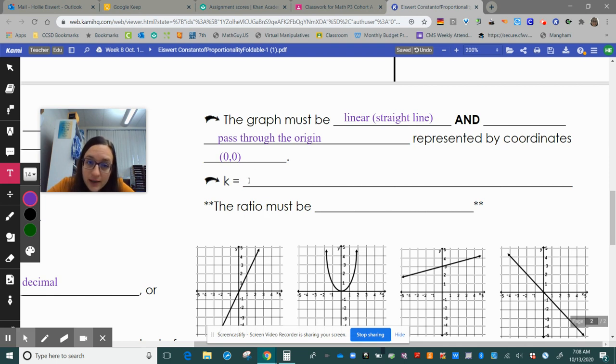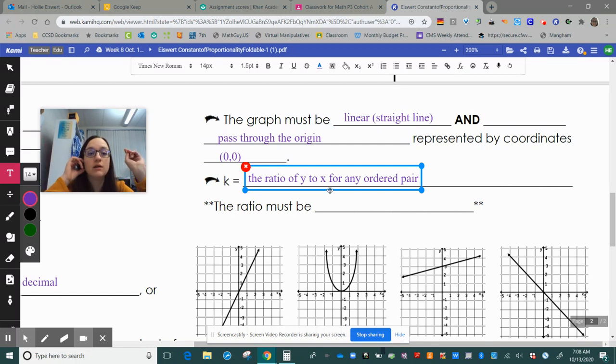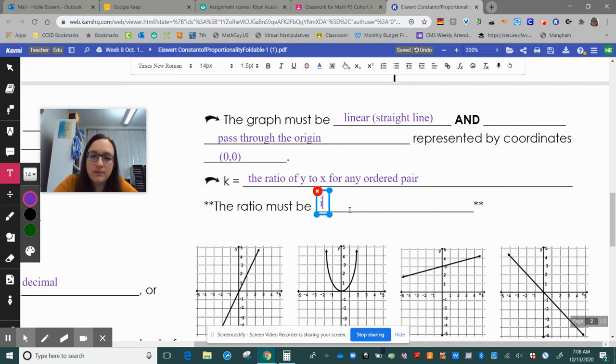So from here, our constant of proportionality is the ratio of y to x for any ordered pair. You can take any ordered pair you want that's on the line and do the same thing like we did for the table and divide each and every one of those. That's kind of a lot. So all we have to do for graphs is check whether it's a straight line and it passes through the origin. It goes through (0, 0). If it's those 2 things, it's proportional. If not, no.